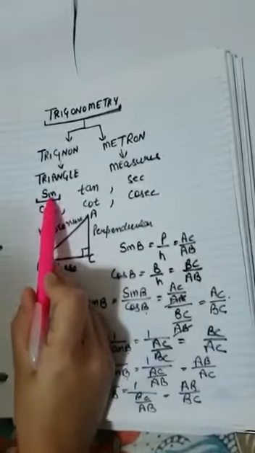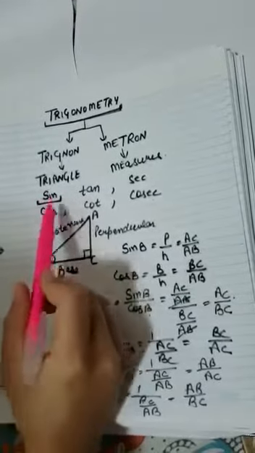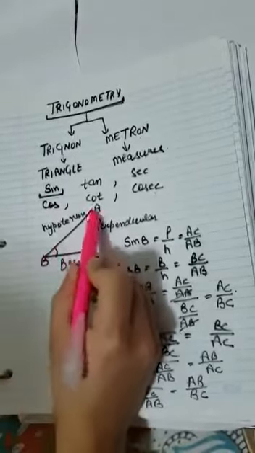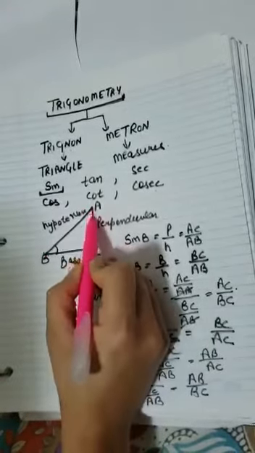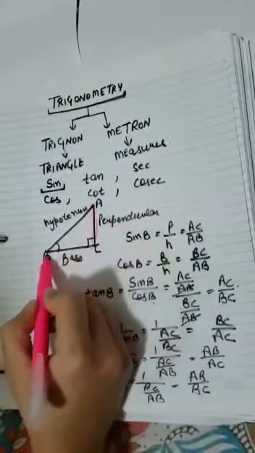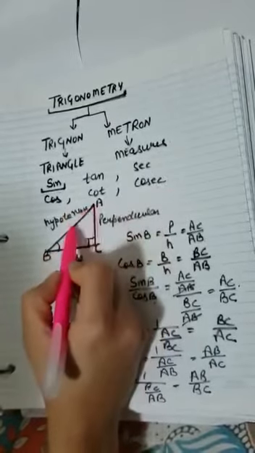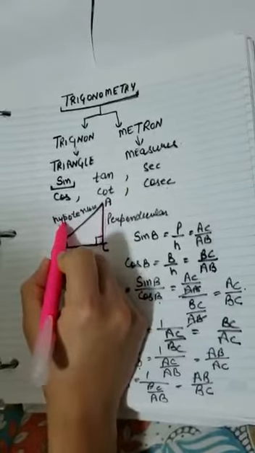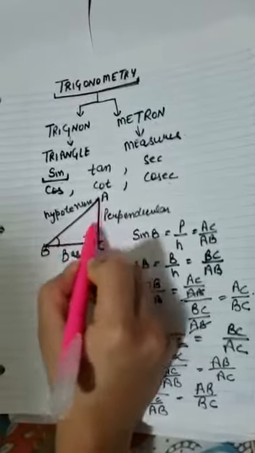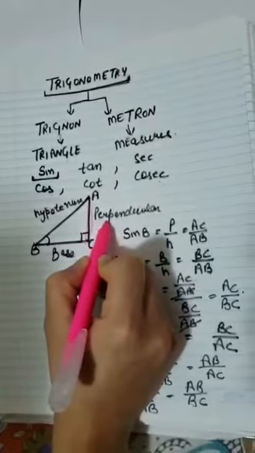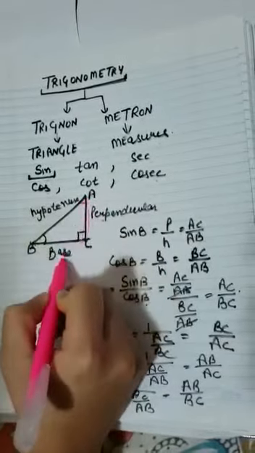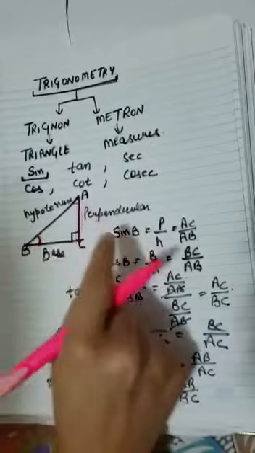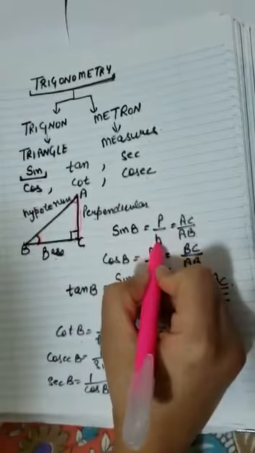To find the values of sine, we will use this right angle triangle ABC. The side opposite to the 90 degree angle is called the hypotenuse. The side opposite to angle B is called the perpendicular, and the side opposite to angle A is called the base. So for sine, we take this angle B. Sine B is equal to perpendicular over hypotenuse.